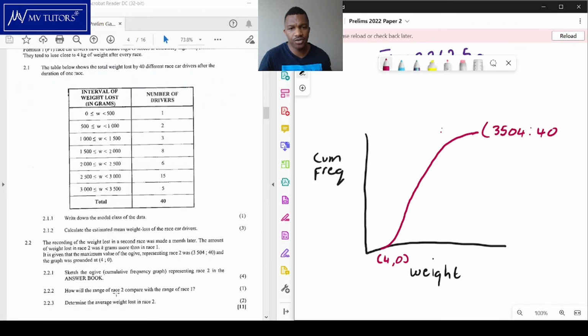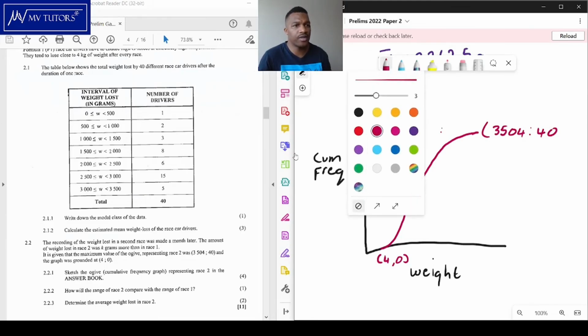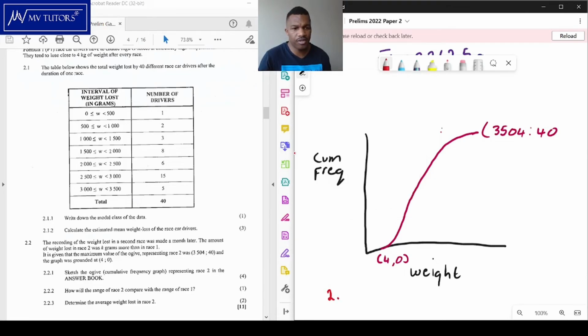How will the range of race 2 compare with the range of race 1? Now, if you think of a range, it is the y values. Okay, is it changing if you look at this range? Well, if I look at this range, really what I'm seeing here is that the range is not changing at all, because it's still gonna be 40. Remember, it's 40 over there. It's still gonna be 40 number of races, right? So I'm gonna say the range does not change.